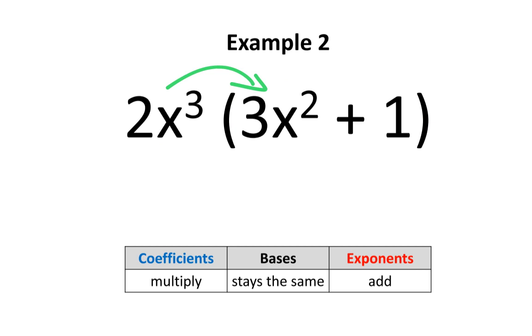Since we are multiplying terms, that means we need to use the product rule. The first step of the product rule is to look at the coefficients. The coefficient here would be 2, and the coefficient here would be 3. You want to multiply coefficients. Therefore, 2 times 3 gives you 6.